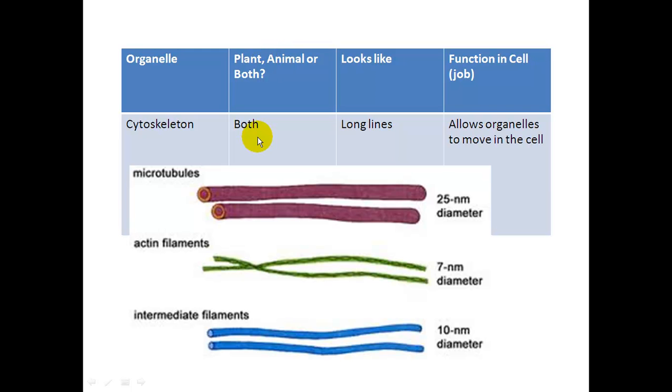They're found in both plant and animals in the cytoplasm. And they just allow organelles to move around. They allow the vesicles to move, and the ribosomes might be moving. Things are moving in the cells all the time, and they do that through these structures.